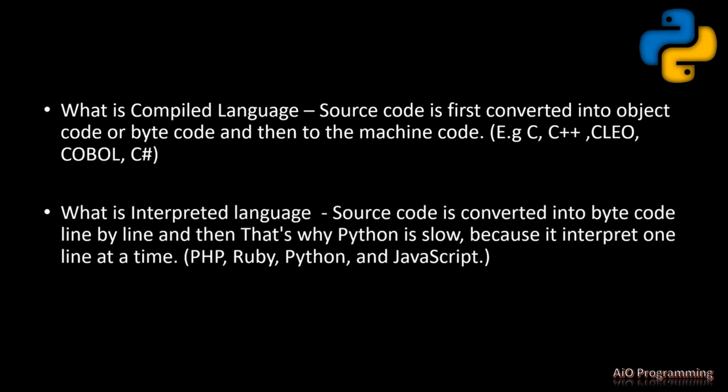Now in an interpreted language, as we have seen previously, source code is converted into bytecode line by line. So we can say Python is a little bit slow language. PHP, Ruby and JavaScript are other examples of interpreted languages. In this way, friends, here is the difference between compiled language and interpreted language.